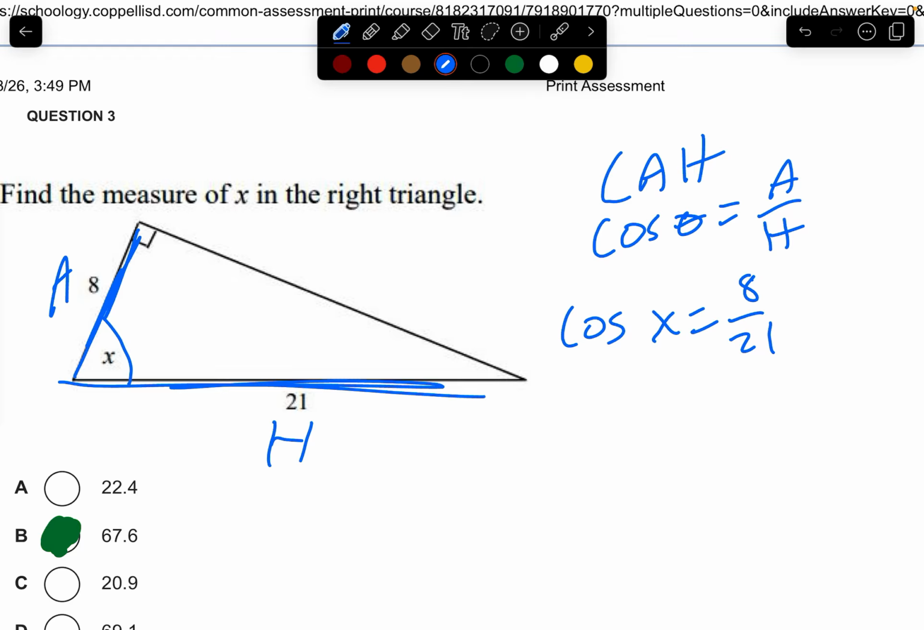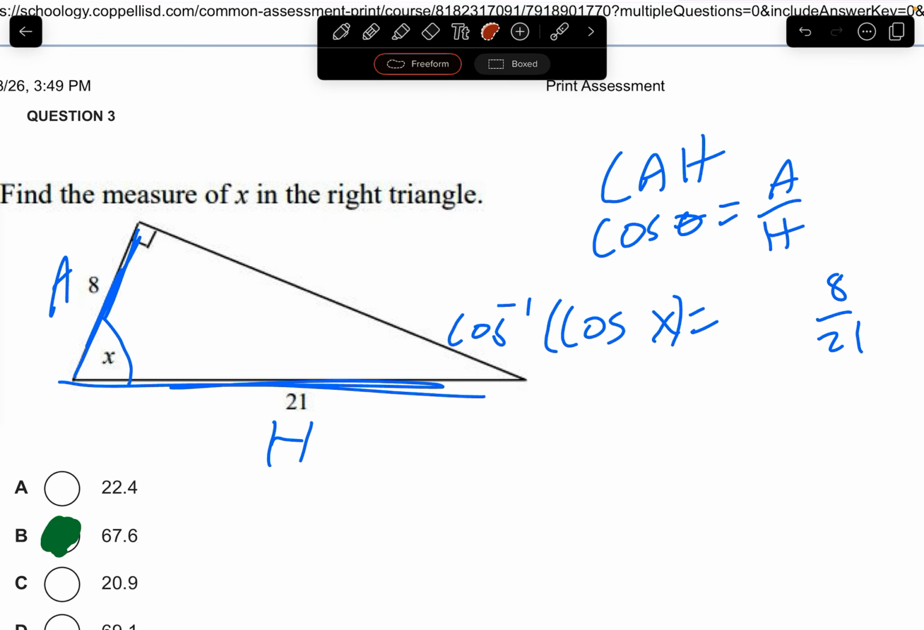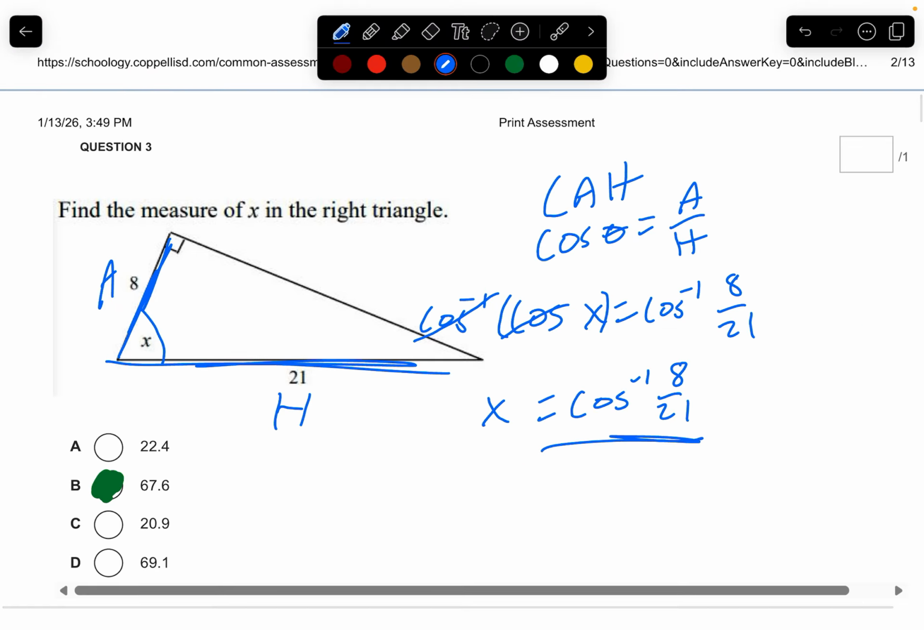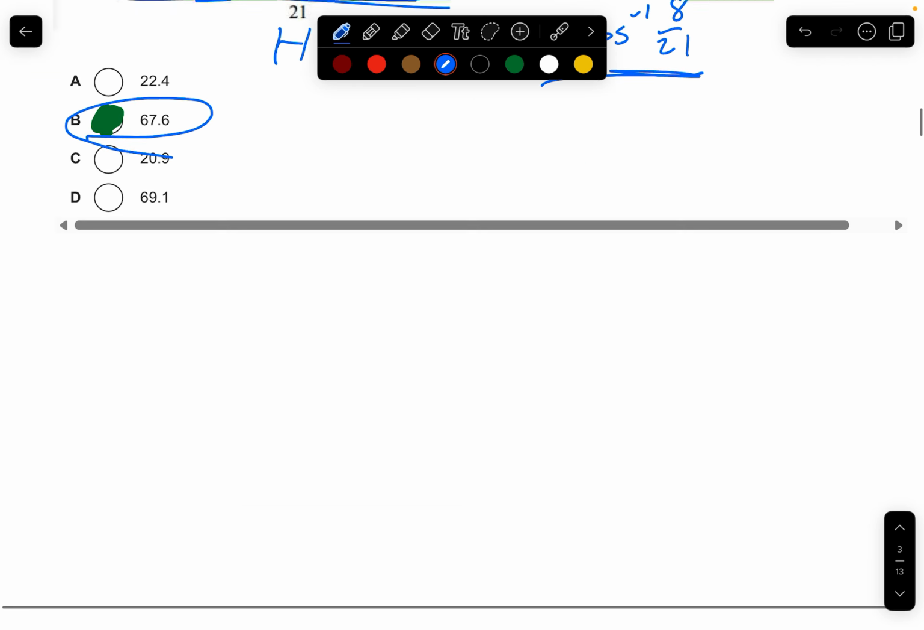How do you undo a cosine? You do inverse cosine. And if I do inverse cosine of one side, I have to do inverse cosine of the other side. So x equals, right, inverse cosine cancels out cosine. The inverse cosine of 8 over 21. That's the exact answer, but we have to type that in. Inverse cosine of 8 over 21 is 67.6. Let's go, 67.6. And that is how big that angle is. Killing it. Cruising along.